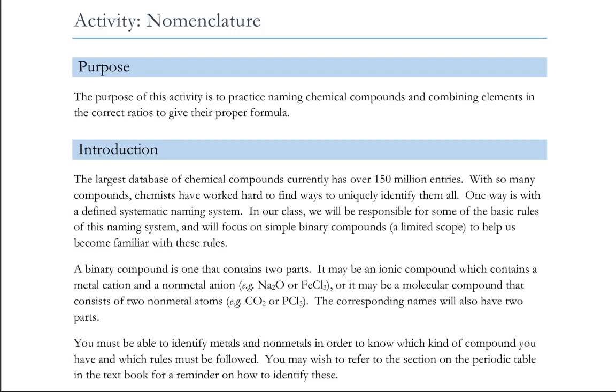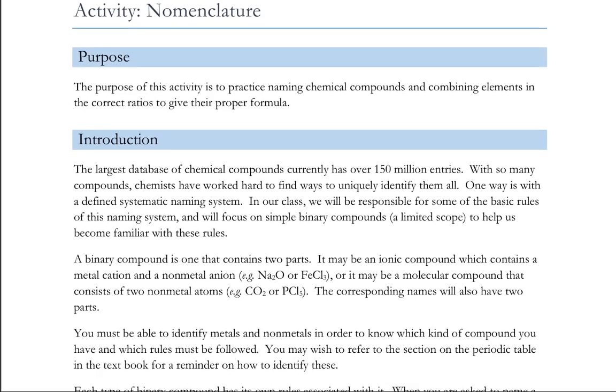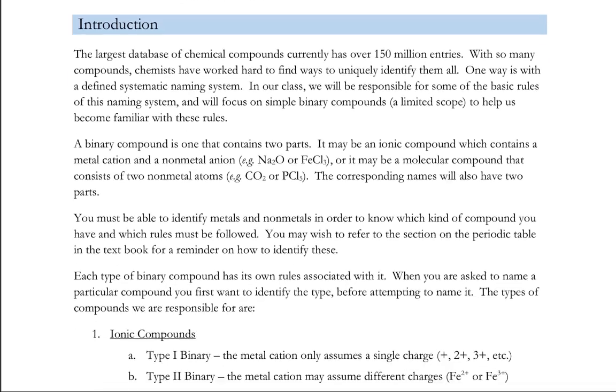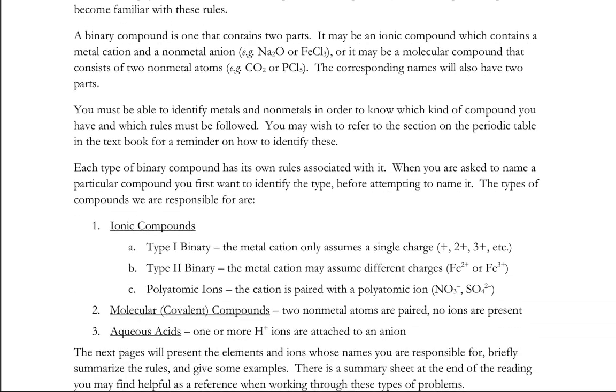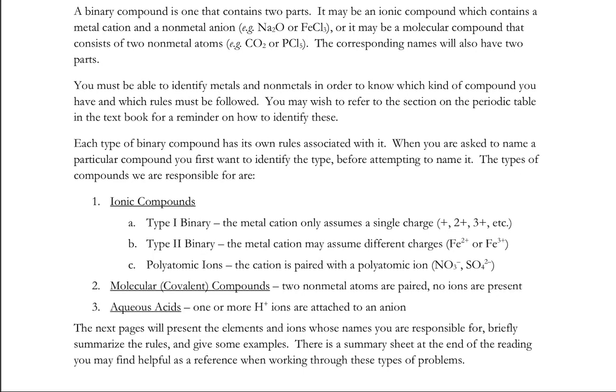For the nomenclature activity, we will be naming compounds. The first thing that we have to do is decide what kind of a compound it is. Our three choices are ionic compound, molecular compound, or an aqueous acid, which we often just call an acid. Remember that ionic compounds can be called salts, molecular compounds can be called simply molecules, and aqueous acids, acids.